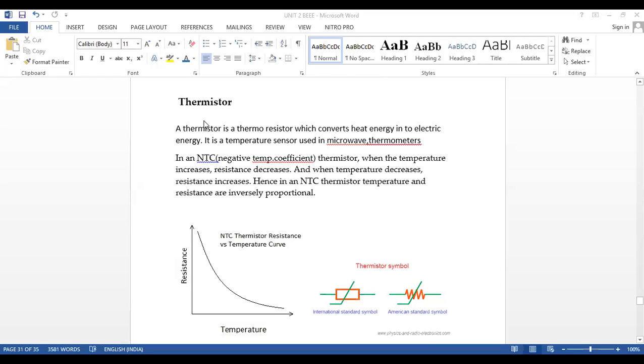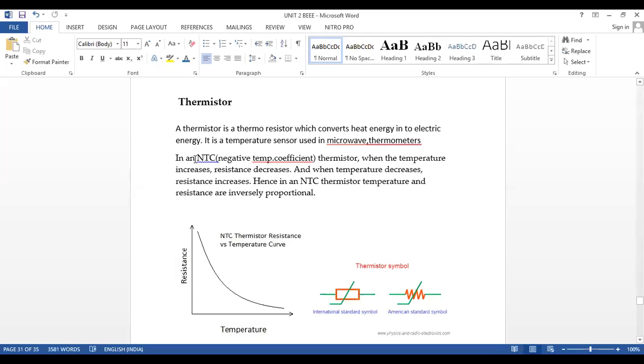It is also used in the microwave, all of you. In the microwave, light will be on. When you turn on the microwave, inside the microwave you have a small bulb. That bulb will be on. So how is it on? Whenever any object is heated, this thermistor converts that heat energy into electric energy, as the resistance of the thermistor decreases.